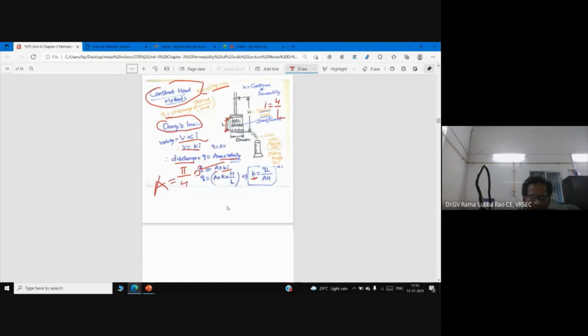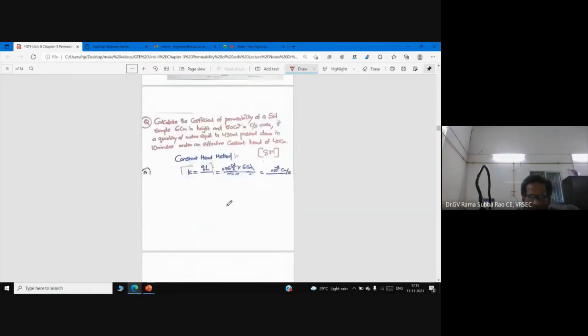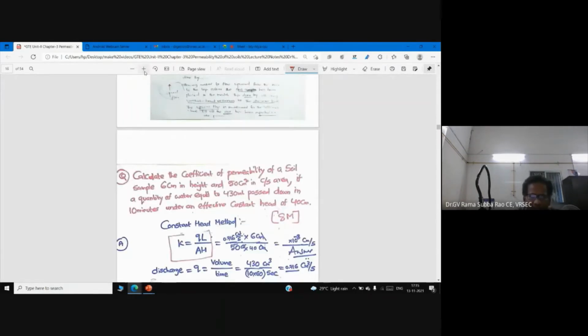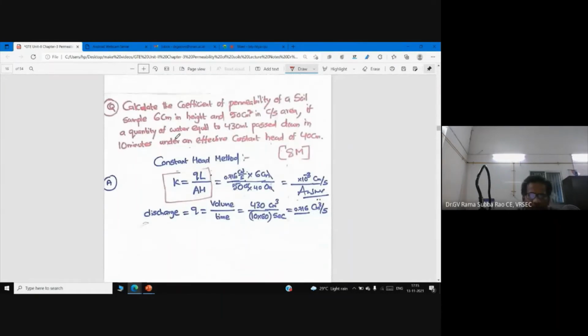Let me show you one example problem for the benefit of all. Calculate the coefficient of permeability of a soil sample 6 centimeter in height, 50 centimeters square in cross-sectional area. Thank God the area is directly given. No need to apply pi by 4 d square. It is directly given, capital A.